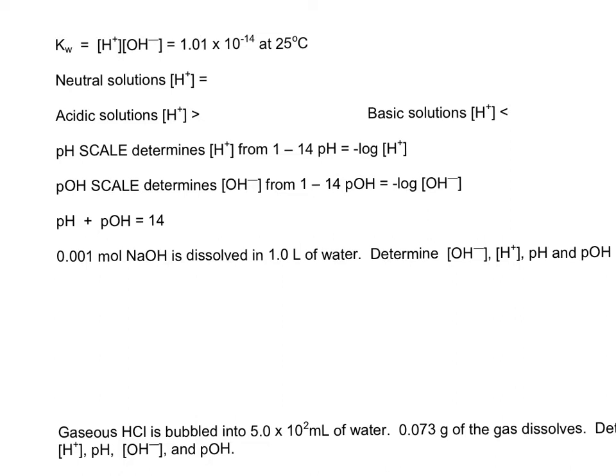So it turns out that if you were to multiply the H plus times the OH minus concentration, you will always get 1.0 times 10 to the negative 14. This applies to any solution.